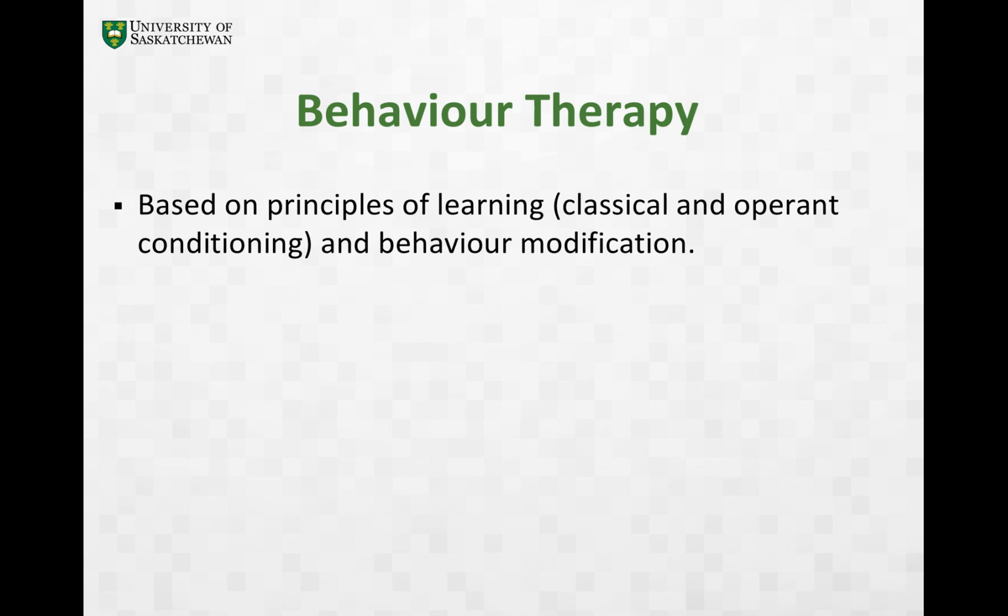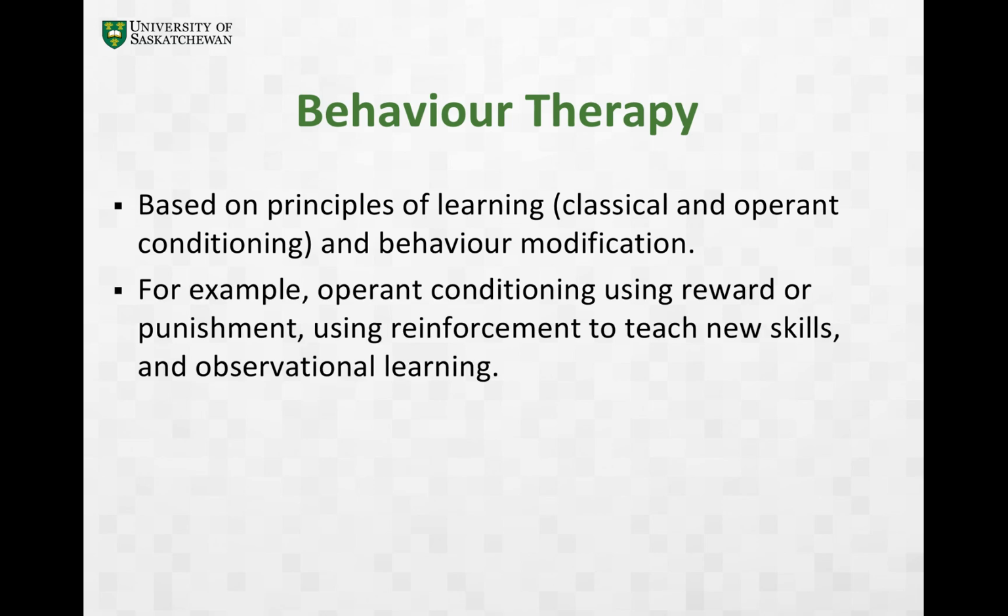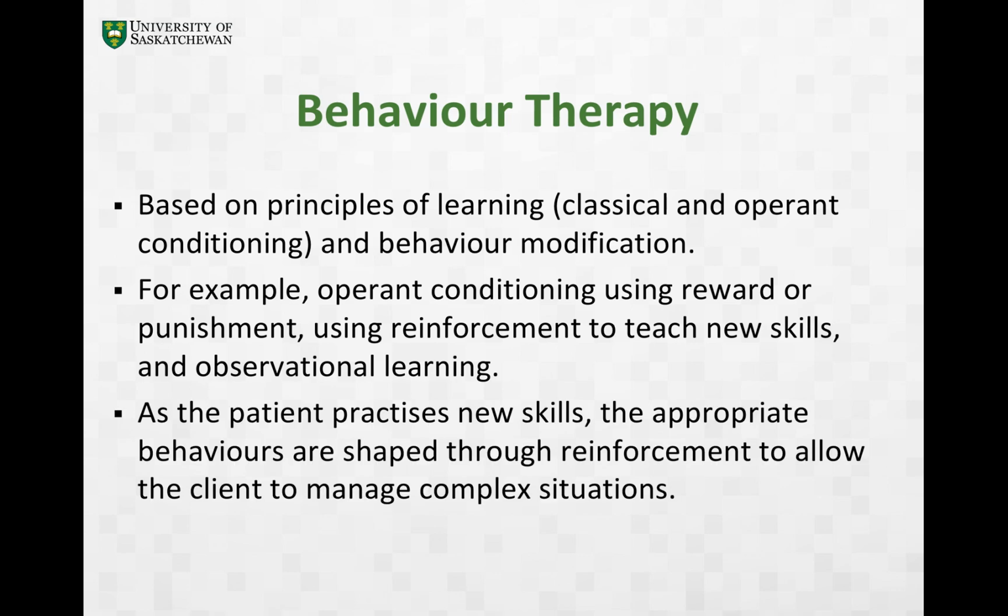Now, I kind of mentioned this, but there's also behavior therapy. And behavior therapy is based on the principles of learning. So, classical and operant conditioning, it's not covered in Psych 121. You're going to have to join me for Psych 120 for that, as well as behavior modification. So, for example, operant conditioning focuses on using reward or punishment, reinforcing behavior in order to teach new skills, and looking at that observational learning, seeing what happens to other people, and that sometimes trains us for how we then respond. So, as a client practices new skills, appropriate behaviors are shaped through reinforcement, and this allows a client to manage complex situations.